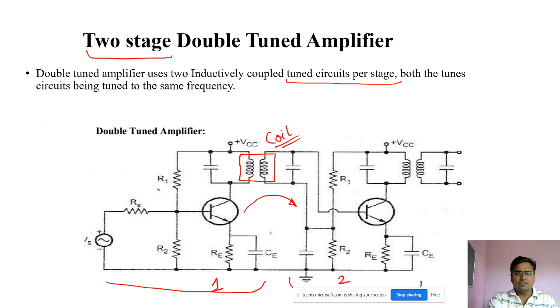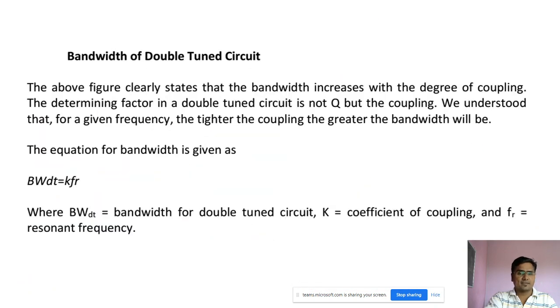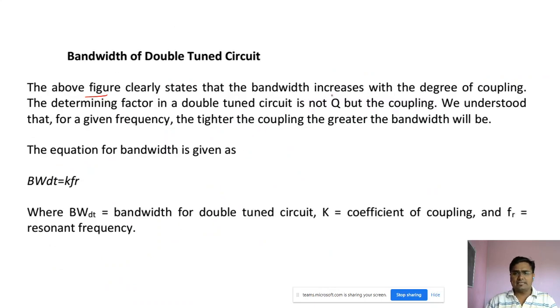So this is about the two stage double tuned amplifier, or we can simply say a single stage double tuned amplifier. It doesn't matter whether you go with single stage or double stage. The thing is, if you try to increase the bandwidth, you will get two peak signals, two resonances, two tunings. That's why the circuit is called a double tuned amplifier. Now, the bandwidth of the double tuned amplifier circuit: look at the figures that we have shown previously. They state that the bandwidth increases with the degree of coupling. If there is close coupling, the bandwidth increases.